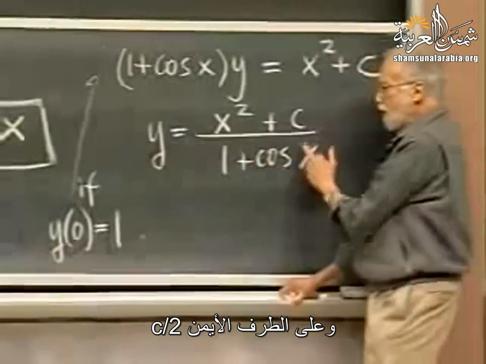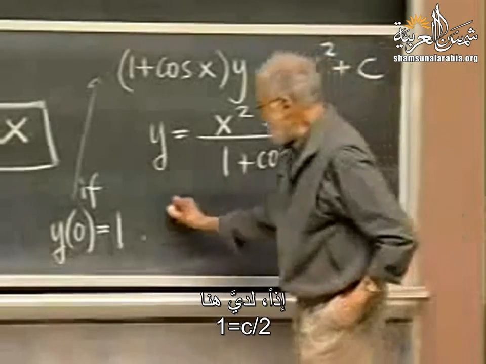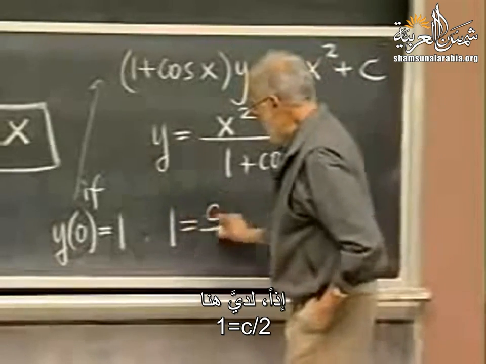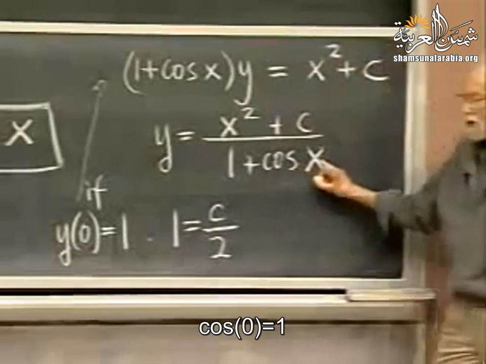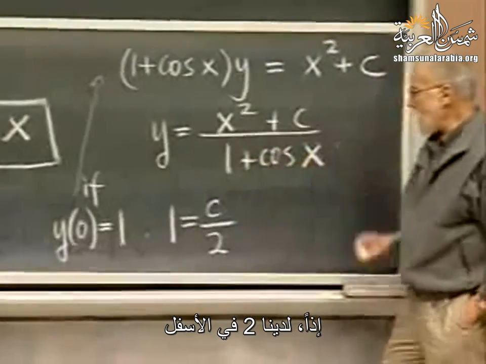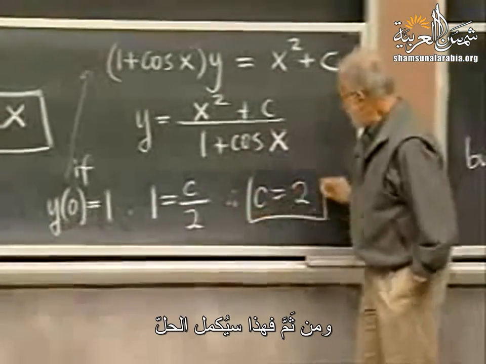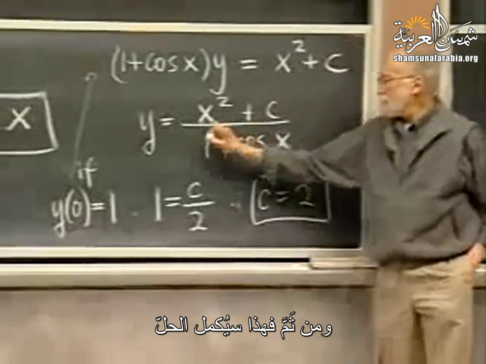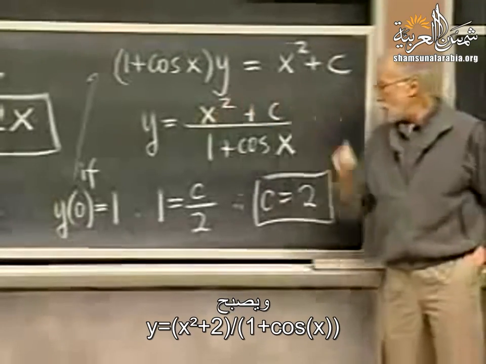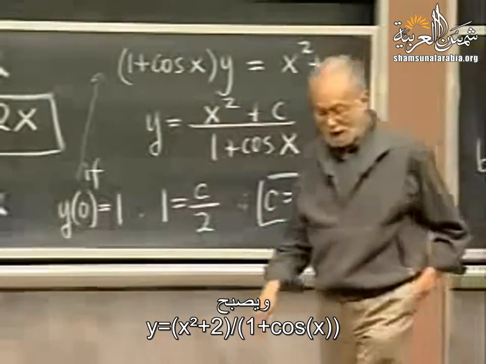On the right-hand side would be c over 2. So I would get 1 equals c over 2. Is that correct? Cosine of 0 is 1, so that's 2 down below. Therefore, c is equal to 2, and that would then complete the solution. It would be x squared plus 2 over 1 plus cosine x.